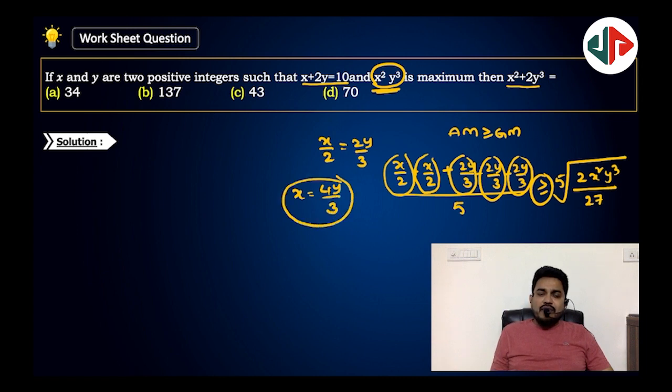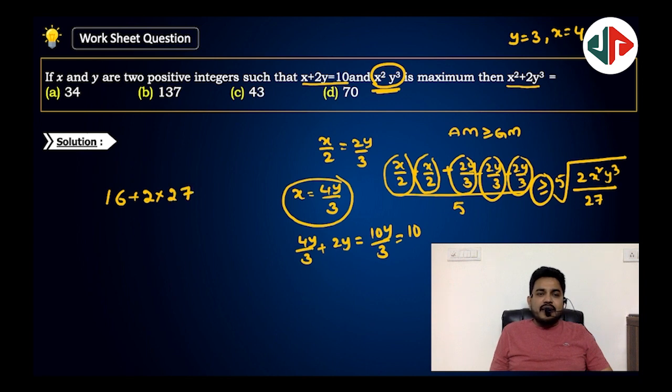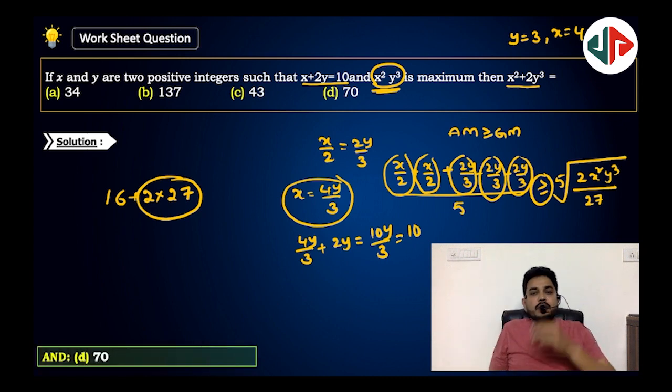Now if x is equal to 4y by 3, then x plus 2y is 4y by 3 plus 2y, which is equal to 10y by 3, which is equal to 10. So y is equal to 3. You will be getting y is equal to 3, and then x is equal to 4. So now x square will be 16, plus 2 times y cube, which is 27. So this value is 54 plus 16, which is equal to 70.